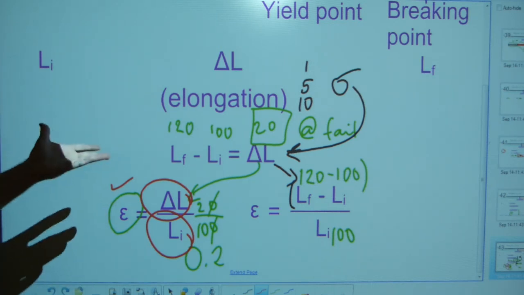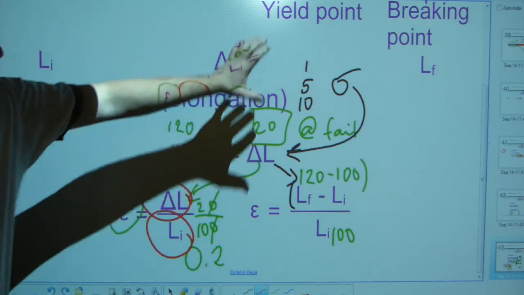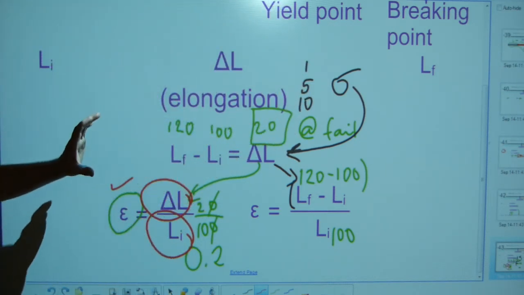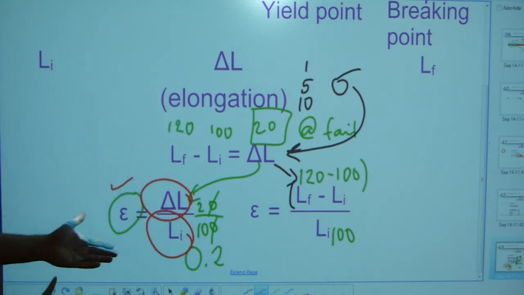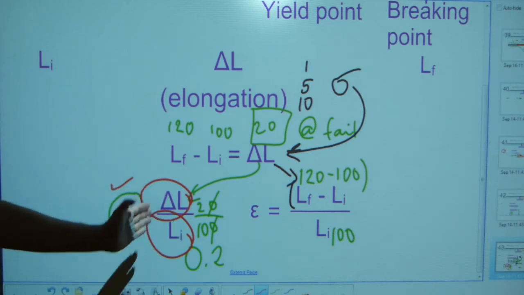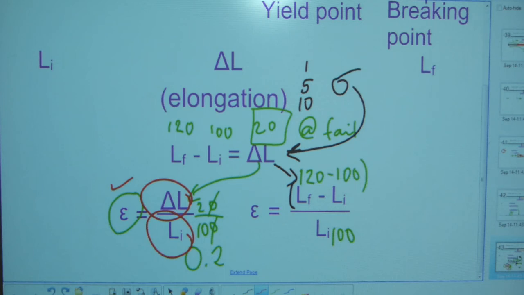What's important here is how these interact again with each other. How stress is driving elongation and how this elongation is expressed as a number as 0.2. This 0.2 is a dimensionless number. 20 millimeters was divided by 100 millimeters, so that doesn't have a unit of measure. It's just 0.2. Last item, elongation percent.